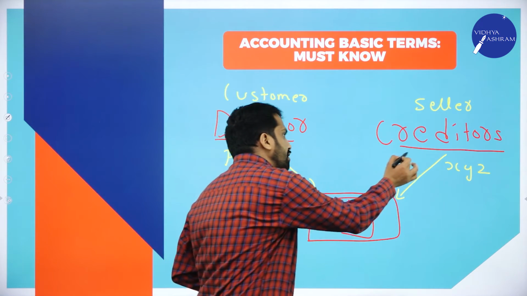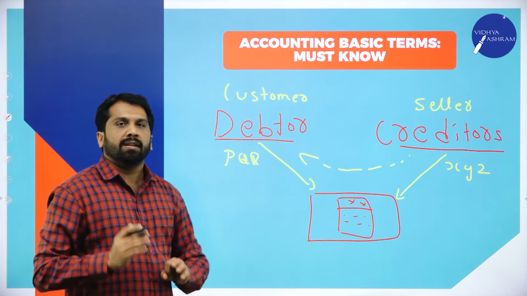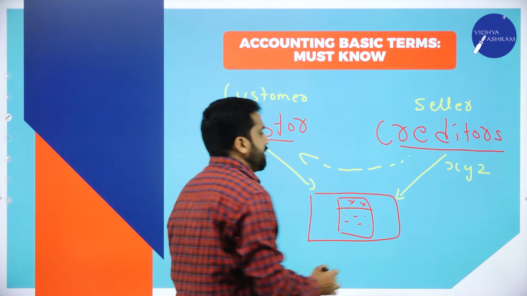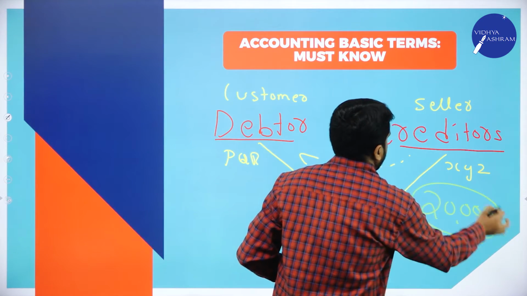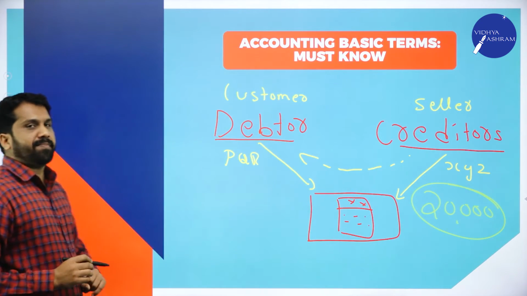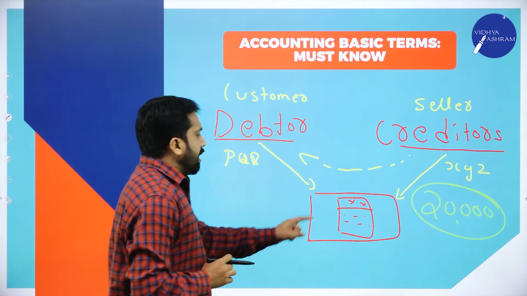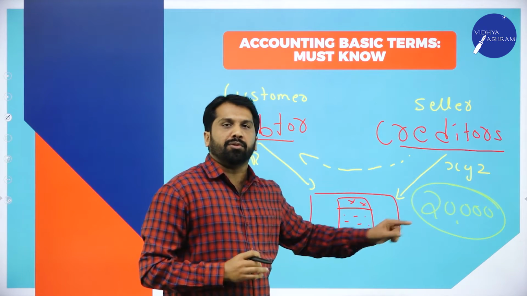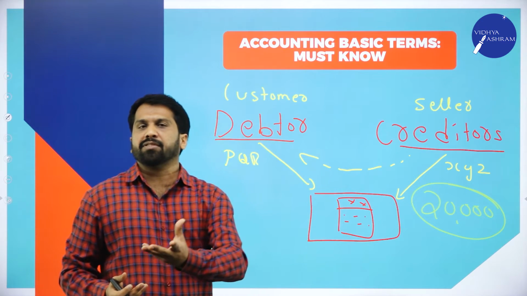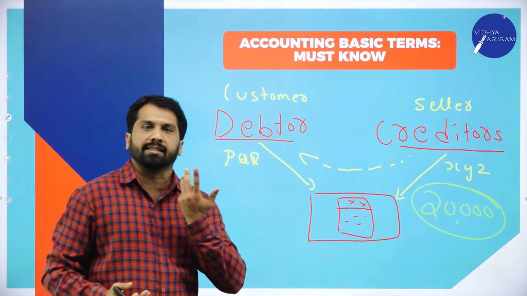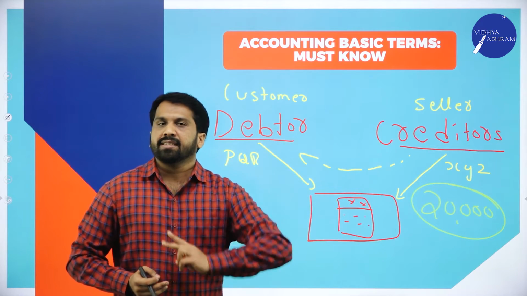I purchased a mobile from your shop. The price of the mobile is 20,000. I don't have cash, so maybe with the help of Bajaj Finance or some home credit or something, I purchased a mobile for rupees 20,000.